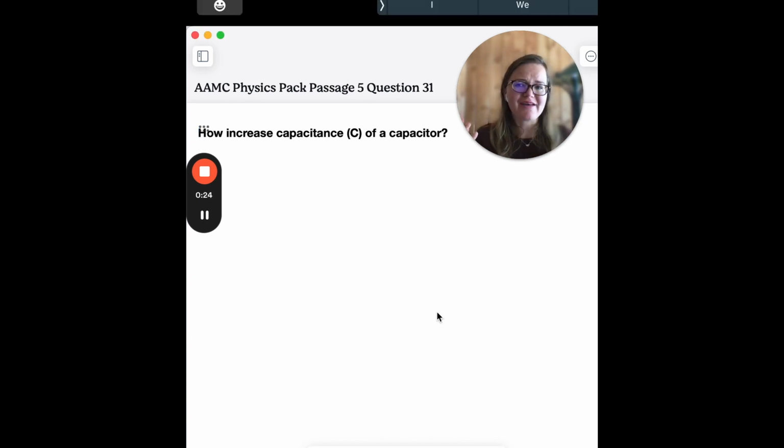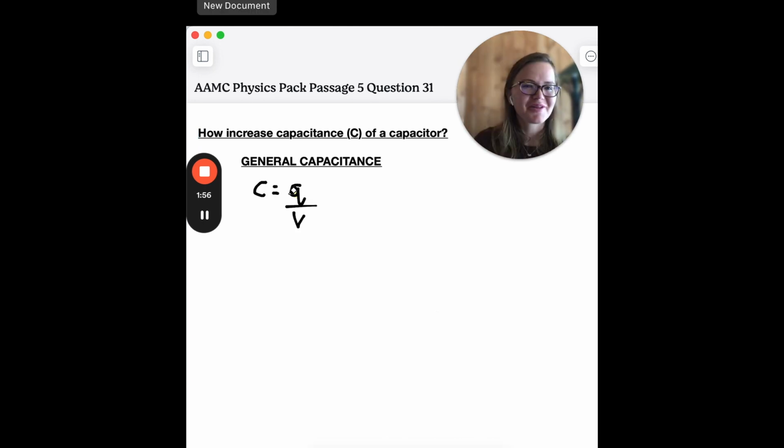Well, first, what is capacitance? Our general equation for capacitance is just capital C for capacitance. Capacitance equals Q, charge, divided by voltage. In other words, capacitance is just charge, our Q, stored at a certain voltage. So remember, that's what capacitors do. They store charge. So if you can just remember the conceptual aspect that capacitors store charge, you should be able to remember the equation for general capacitance, charge at a certain voltage.